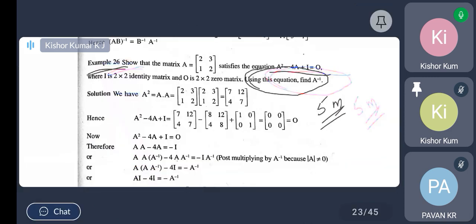Using the equation, this is what you have to observe. If they are mentioning any equation, first you have to prove what they mentioned. After that, using that equation only, you have to find the A inverse. So let's see first what we have to prove. First, we should satisfy the equation.